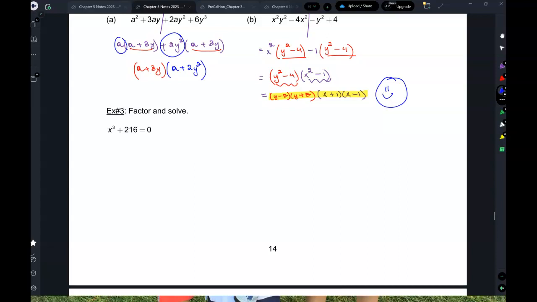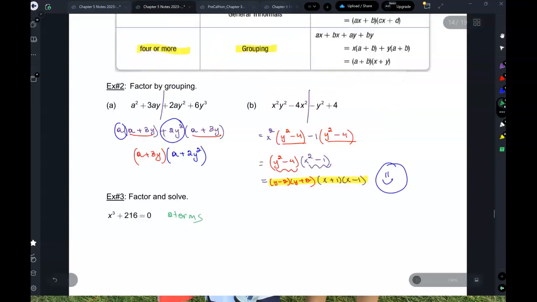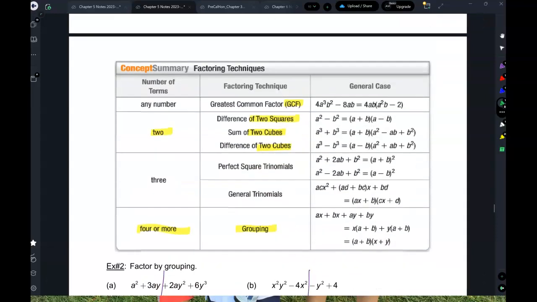like a wild card. What do you think? How many terms does this have? Are you sure? 2 terms. So look, guys, put your calculators down for a minute. Look here. I'm going to show you why I put that chart up there. This has 2 terms, right? X cubed plus 216. Go up here. Number of terms, 2.